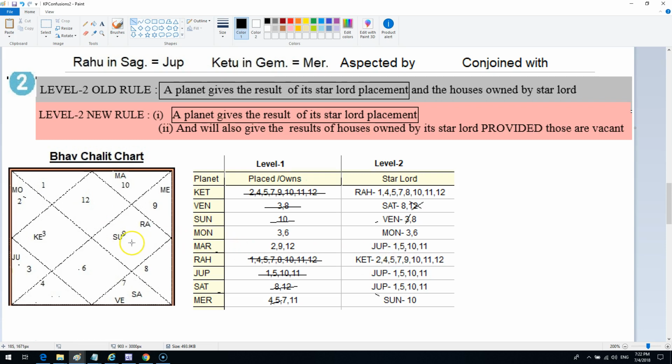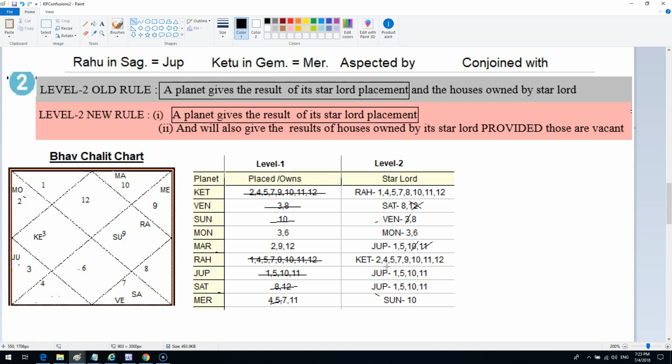Jupiter is the owner of the 10th house, but 10th house is not vacant. So we'll strike out the 10th house. And Jupiter also happens to be the owner of the 11th cusp. But since Mercury is there, we have to strike out this also. Now let's look at Rahu. Rahu is in Ketu star. So where is Ketu? Ketu is in the fourth house. So fourth house we will keep.